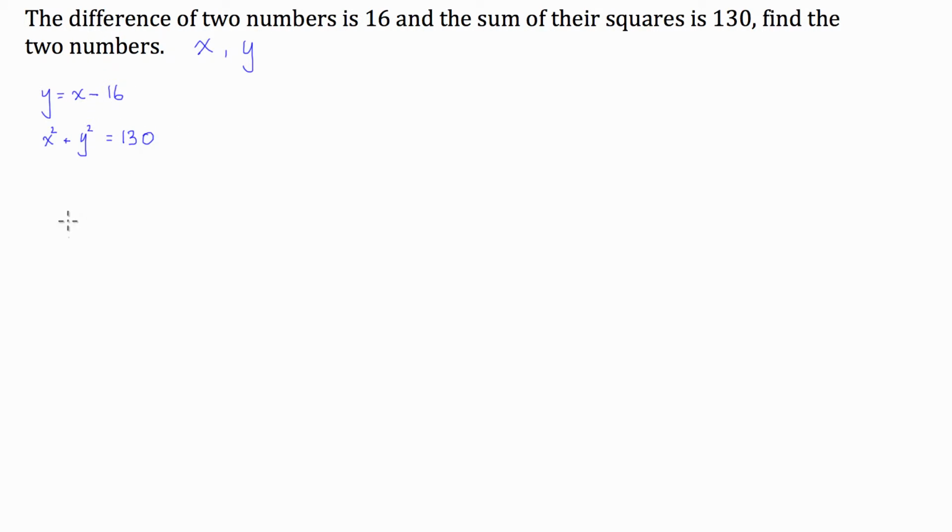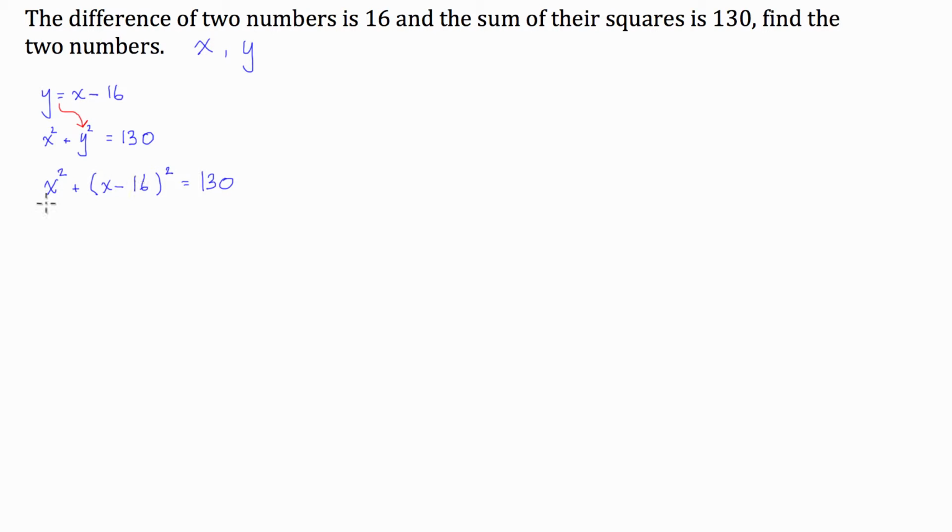Now that we have these two equations, we can use the first one and substitute it into the second one, and we can basically have an equation with only one variable, which is important to try and solve this thing. So if we substitute y is equal to x minus 16 into x squared plus y squared equals 130, we're going to get x squared plus (x minus 16) squared is equal to 130.